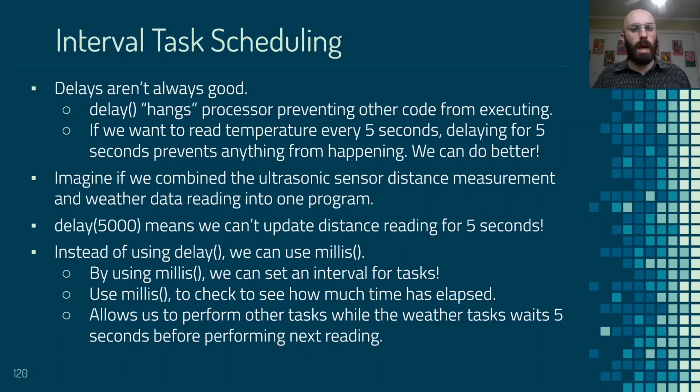Another type of task that we can have is an interval task. So if we only want something to happen periodically, it's not a great idea to use delay. That can hang up the processor, right? If I'm saying I only want something to happen every 5 seconds, I would say delay 5,000, meaning wait 5,000 milliseconds. But we couldn't do something that entire time, right? The program just waits at that one line of code until that delay is done, and then it will continue on. So we're going to look at how to use millis to mitigate that and implement interval tasks.